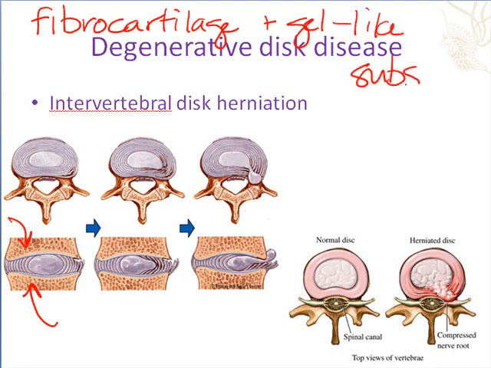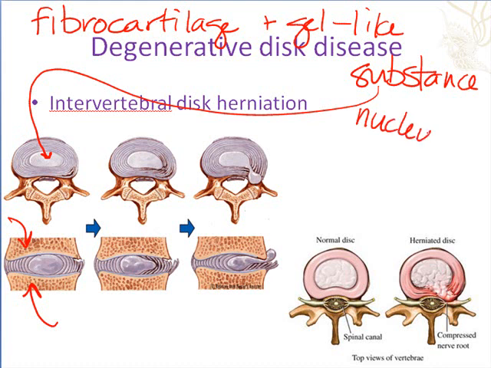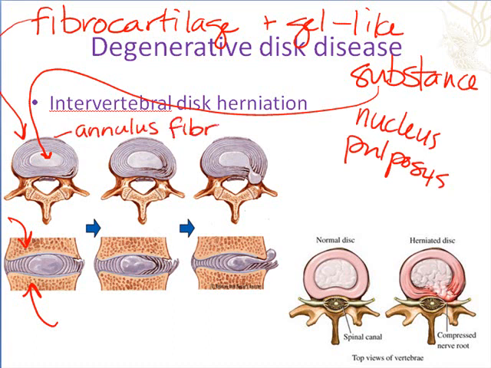And the two parts of the intervertebral disc include this gel-like substance in the center area, and that gel-like substance is called the nucleus pulposus. And then the outer part is the fibrocartilage part. That's the thing here that looks almost like layers of an onion. That is the fibrocartilage, and it is called the annulus fibrosus, which literally means fiber-like rings. Annulus is a ring, okay, or a circle.